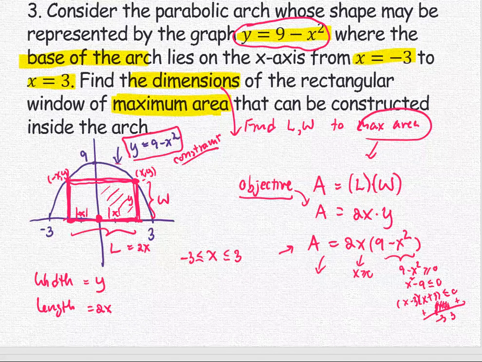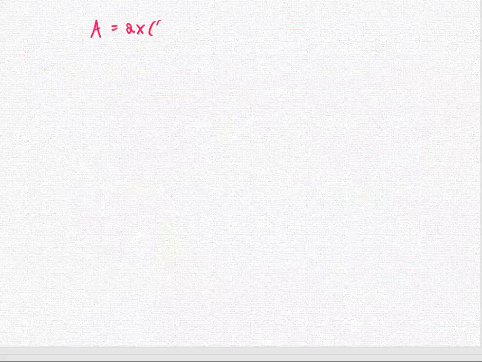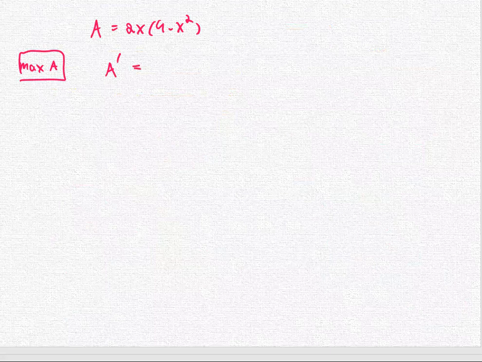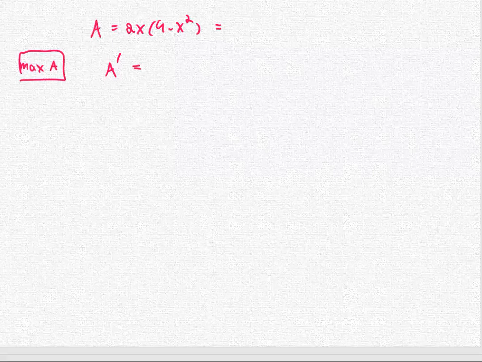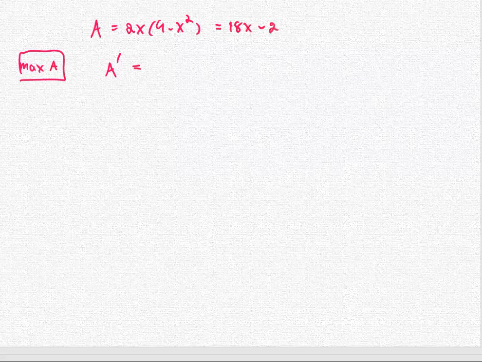So A equals 2x times 9 minus x squared. We're going to find the maximum area by looking for the critical number using A prime. You can use the product rule to find A prime, or you can expand it all out first and then go term by term. Either way, it might be convenient to do term by term. So 9 times 2x is 18x, minus 2x to the third, and then the derivative is 18 minus 6x to the second.